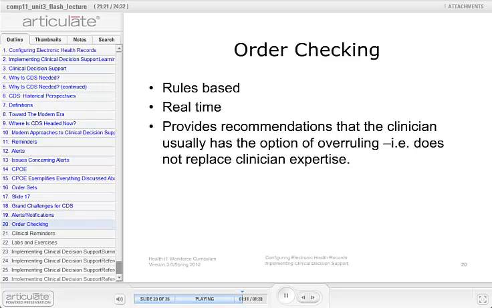Clinical decision support is provided by supplying clinicians with additional information concerning an order which may impact their decision. Clinicians are not bound by the order check recommendations, but must record a reason to override system recommendations.